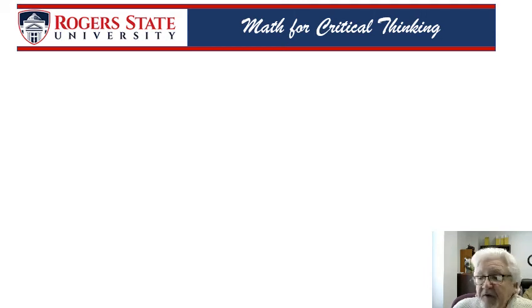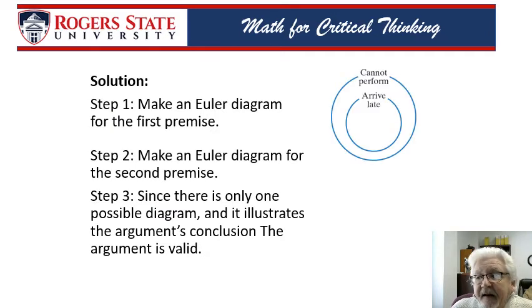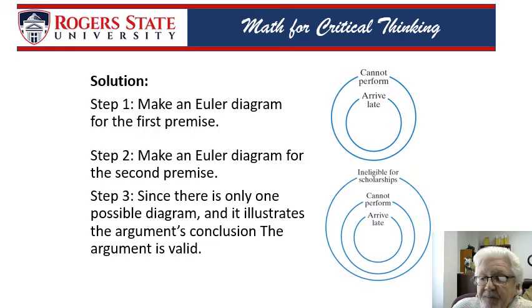Let's see what that looks like. Make the Euler diagram for the first premise. Here's the people who cannot perform. Here's the people who arrive late. And it says all the people who arrive late cannot perform. That's what that looks like. Now look at the second premise. What's it going to look like?